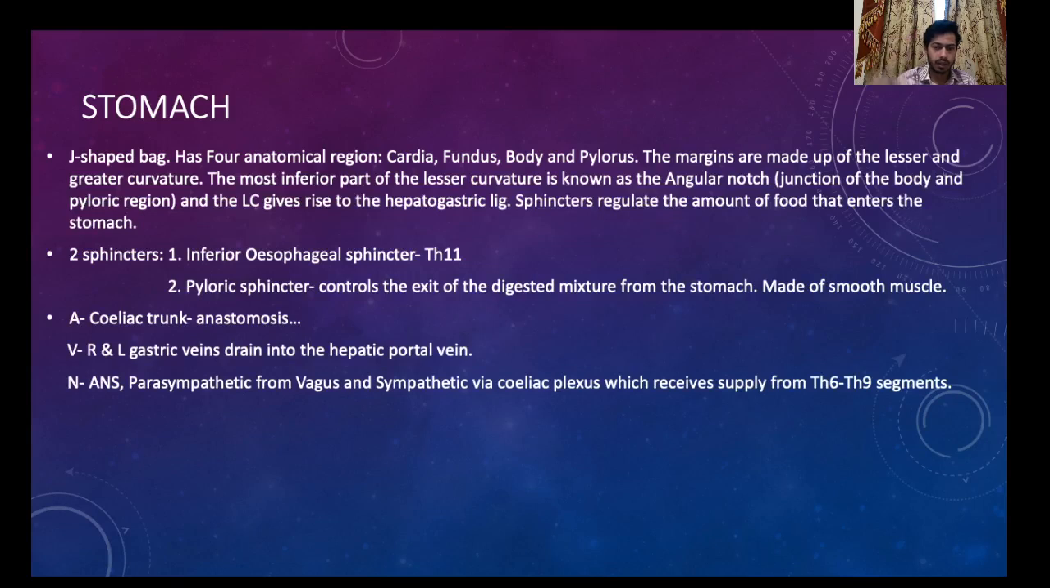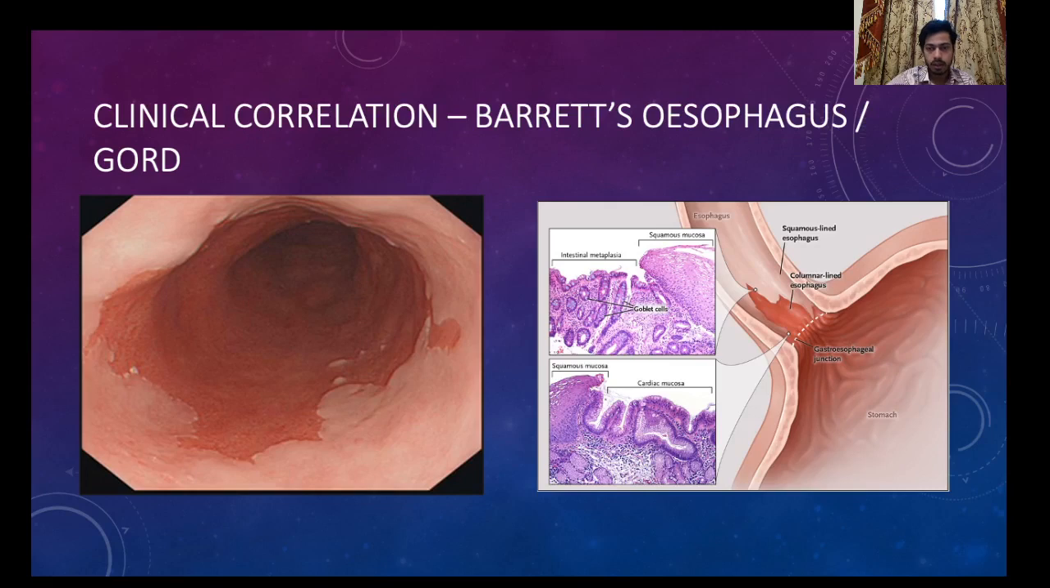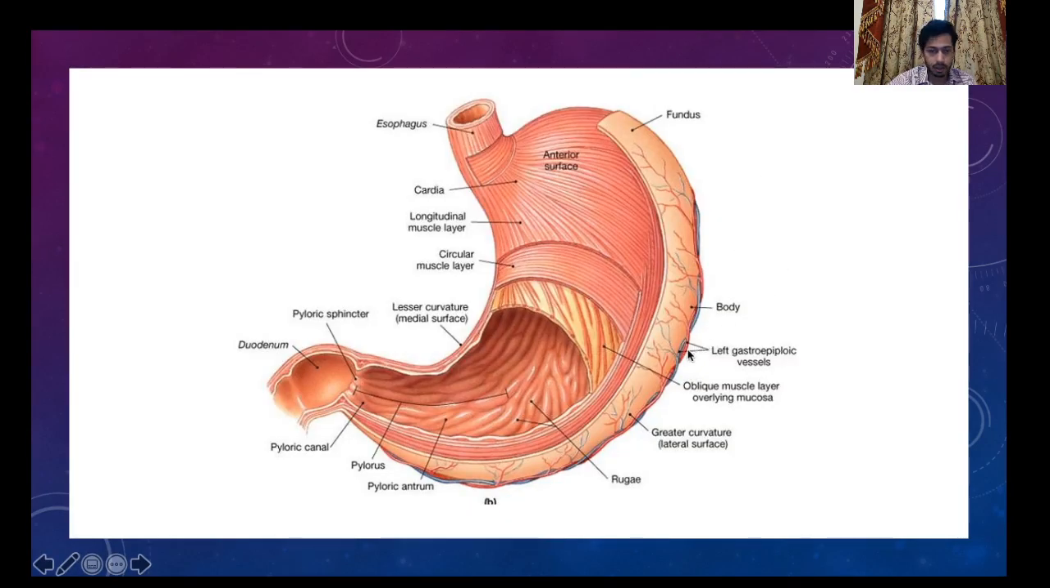When it comes to the greater curvature of the stomach, that will be formed by branches from the gastroduodenal artery, which is one of the branches of the common hepatic artery, and it will form an anastomosis with the left gastroepiploic or gastroomental artery, and that will provide the blood supply for the greater curvature right here. So you can see that you have the left gastroepiploic vessels here, and you'll have the right gastroepiploic vessels on this margin, which are being provided from the gastroduodenal artery, which is one of the branches of the common hepatic artery.